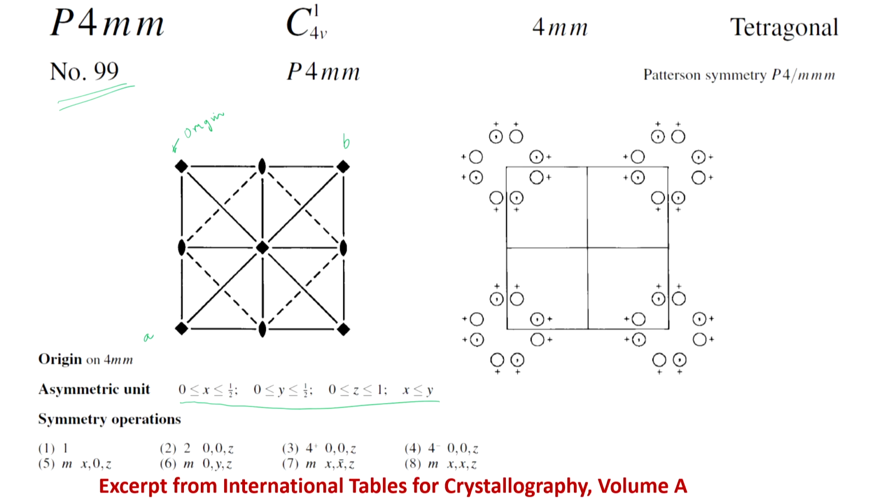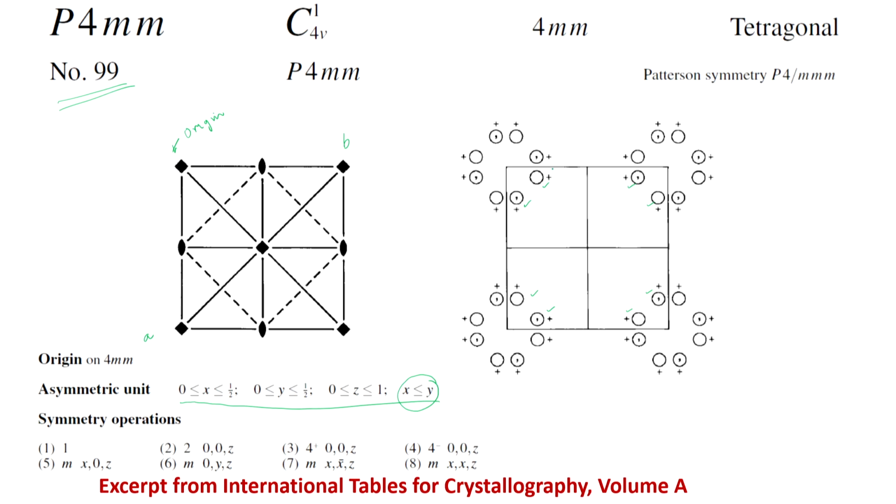Essentially, if I look at how many general positions are there within the cell, so I have 1, 2, 3, 4, 5, 6, 7, 8. So, the volume of the asymmetric unit should be 1/8 the volume of the unit cell. And you will see that there is also a relationship between x and y. So, x is less than or equal to y. If this was not there, then this entire thing would be the asymmetric unit, with z going from 0 to 1.